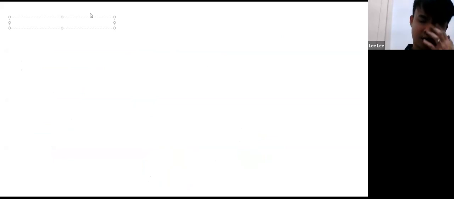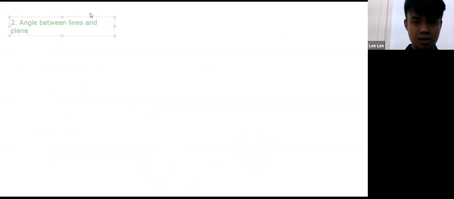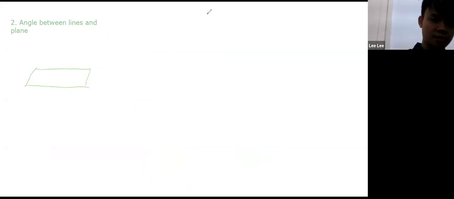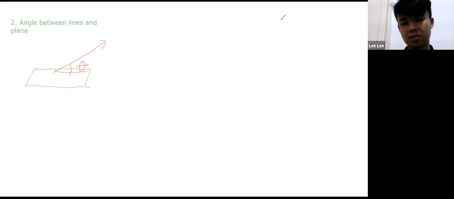The next topic I want to teach you is the angle between a line and a plane. Let's say you have a plane here, and on the other hand, you have a line here. You are wondering what is the angle formed between the line and the plane. So we are going to discuss how to find the angle formed between the line and the plane.